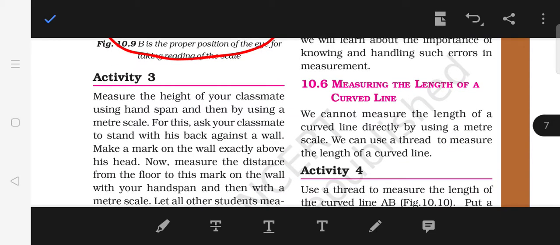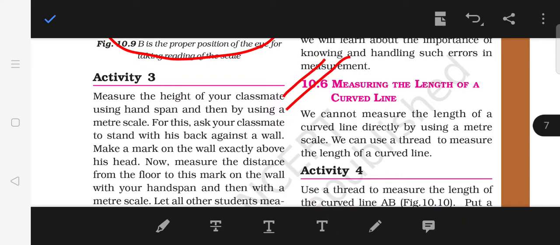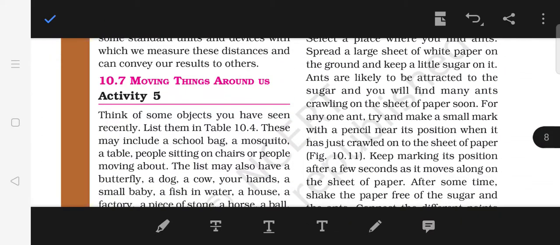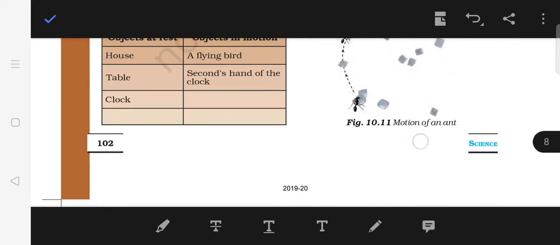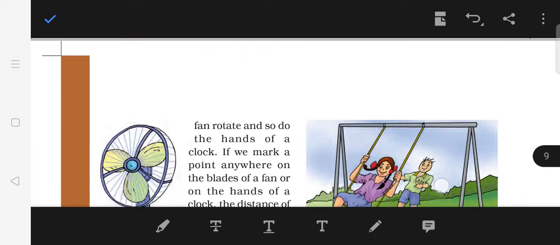So this is what we have done today. Read the part up to this much topic and we will do 10.6 and the remaining chapter. After 10.6, we will have the objects of moving and types of motion that we will do in our next class.